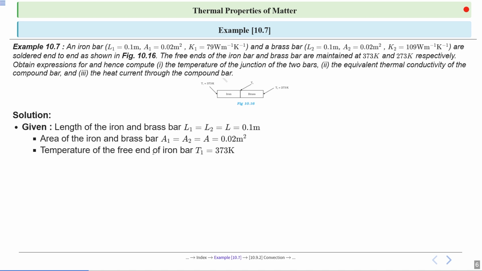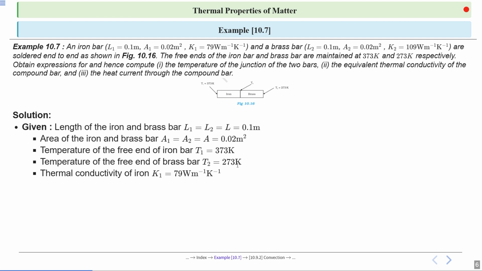And temperature of the free end of the iron bar T1 is equal to 373 Kelvin. For brass bar, the temperature of the free end T2 equal to 273 Kelvin. Similarly, the thermal conductivity of iron is K1 equal to 79 watt per meter per Kelvin. Thermal conductivity of brass bar K2 is equal to 109 watt per meter per Kelvin. So these are the given terms. Using these given terms, we will find our solutions.